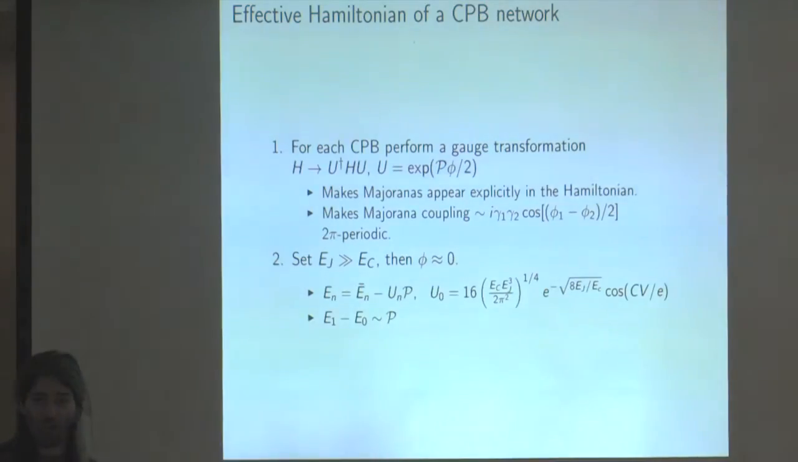Anyway, in the limit when the Josephson energy is large, the potential barrier is deep, so it looks like an almost harmonic potential with slight anharmonicity.